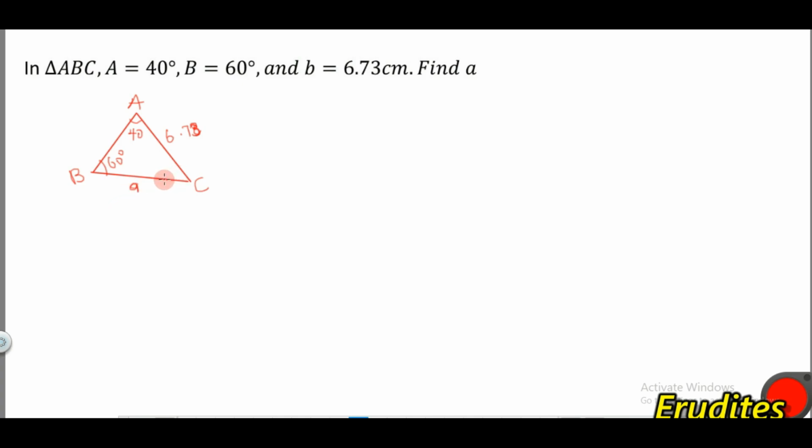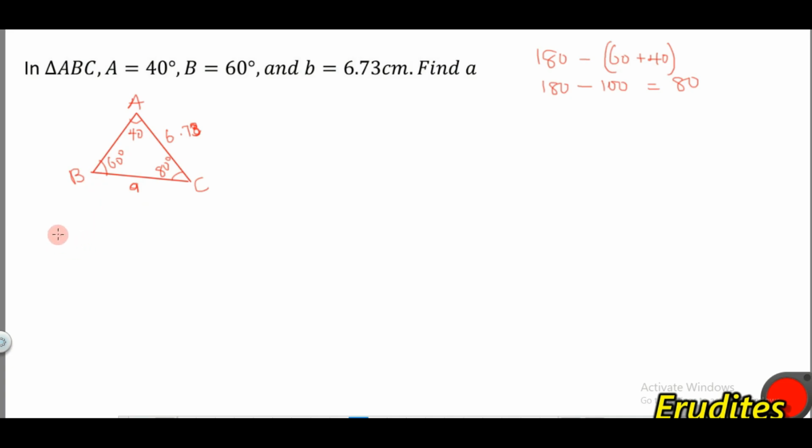Well, to look for the angle C is quite easy. The sum of angles in a triangle is equal to 180. So that will be 180 minus (60 plus 40). I add the 60 and the 40 together, which gives me 100. So 180 minus 100 is equal to 80. So my angle C is equal to 80 degrees. But this is not what I'm looking for. What I'm looking for is a, right?